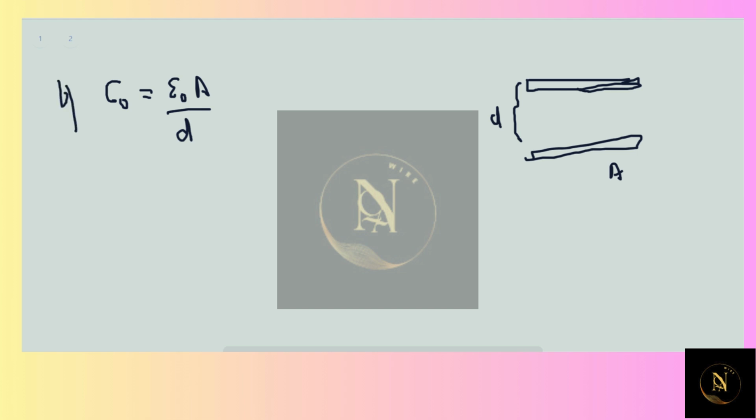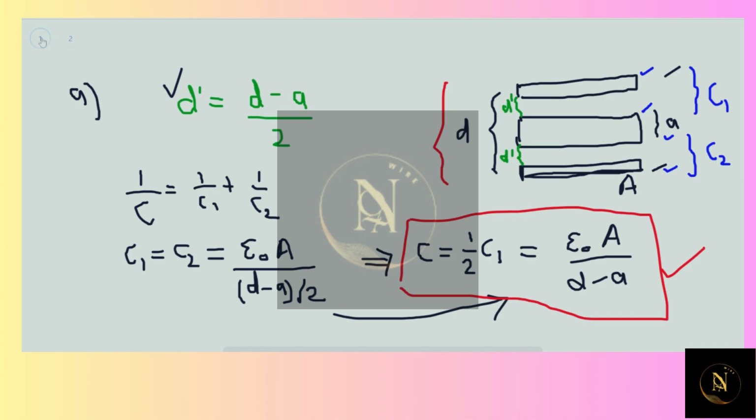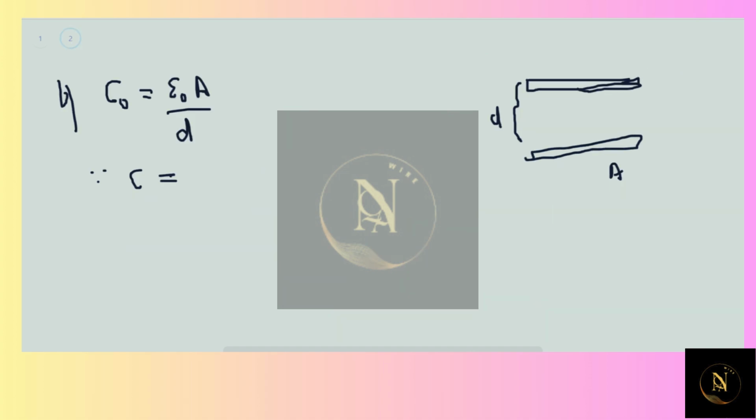So this is part B of the problem. Since we already calculated the equivalent capacitance of this combination, I'm going to write here C equals epsilon naught A over d minus a. Now I need to express this C in terms of C naught. How do I do that? I'm going to do a little bit of algebra here. I can rewrite this as epsilon naught A, and I'm going to multiply and divide by d.